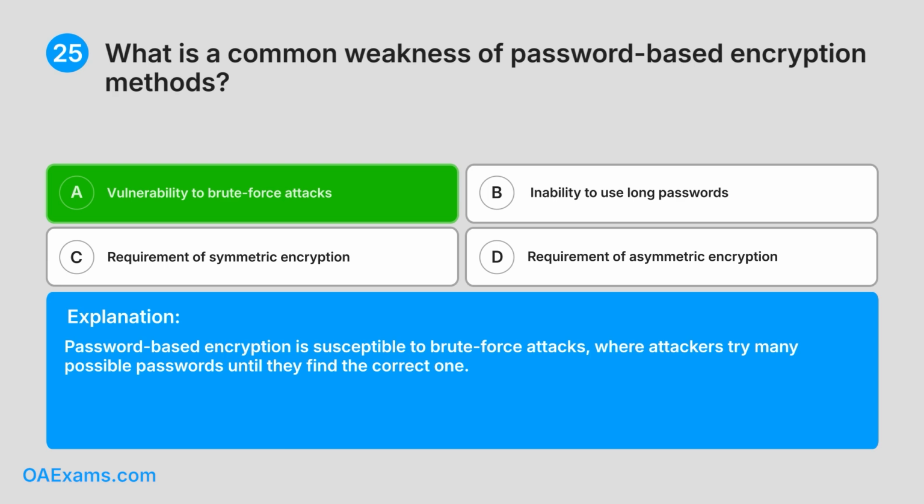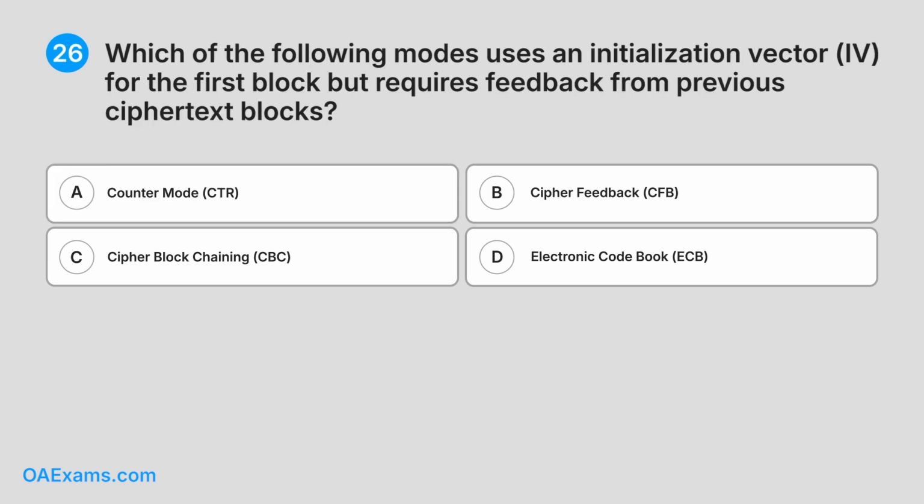Explanation: Password-based encryption is susceptible to brute force attacks, where attackers try many possible passwords until they find the correct one. 26. Which of the following modes uses an initialization vector, IV, for the first block, but requires feedback from previous ciphertext blocks? A. Counter mode, CTR.